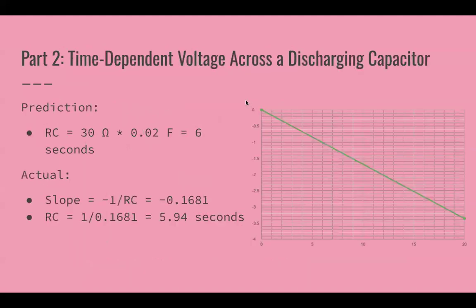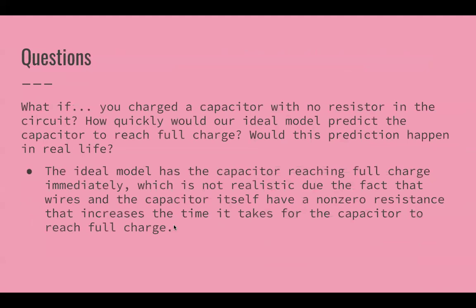You can see my prediction here, which is RC, the resistance times the capacitance, from one of the elementary physics concepts at the beginning. I'm graphing the time here to find the slope, and then I can use that to calculate the time constant, which ends up being 5.94, about 6 seconds. And then for the questions.